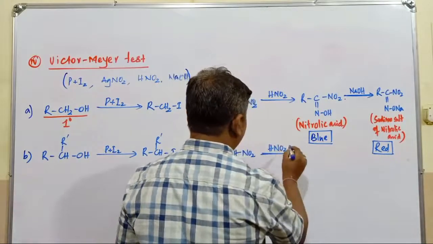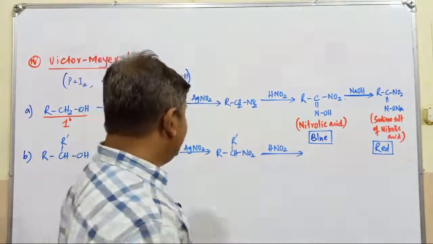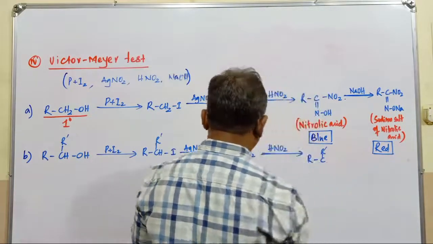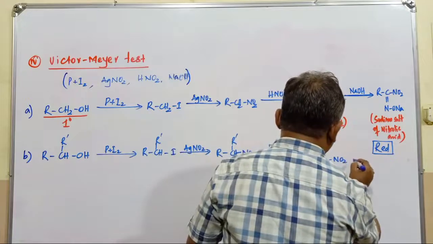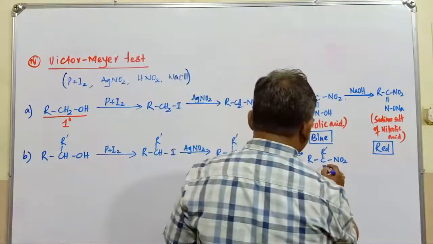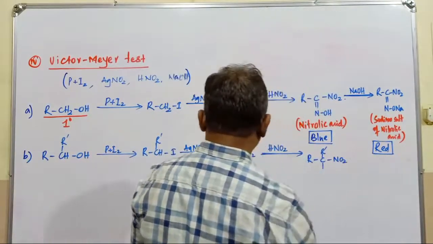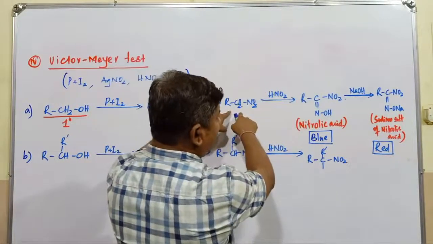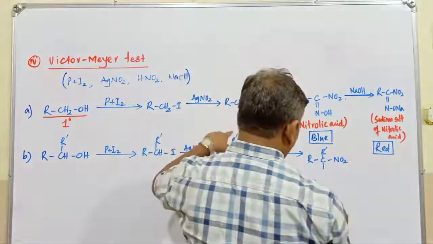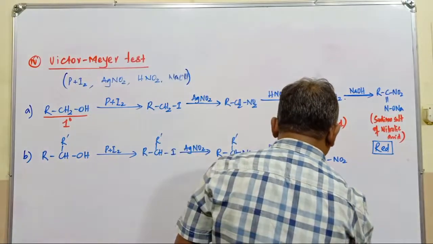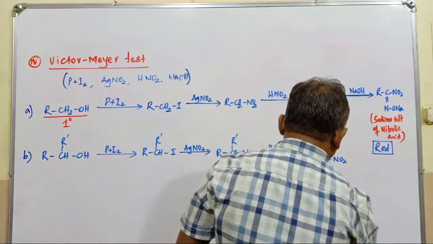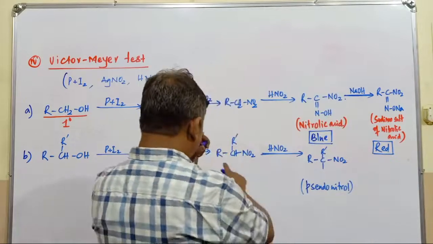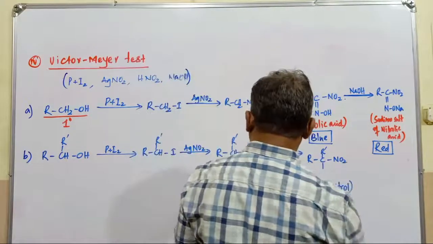HNO2 reagent. What is HNO2? Nitrous acid as a reagent. It is converted into RC(NO2)R' with NO2 on the carbon. One hydrogen is present here, whereas two hydrogens were present in the primary case. It is converted into a pseudo-nitrole compound, commonly known as pseudo-nitrole compound, with R', NO2 and NO.